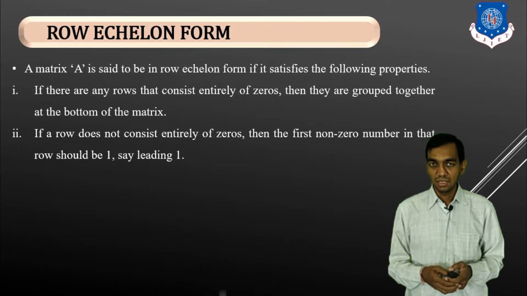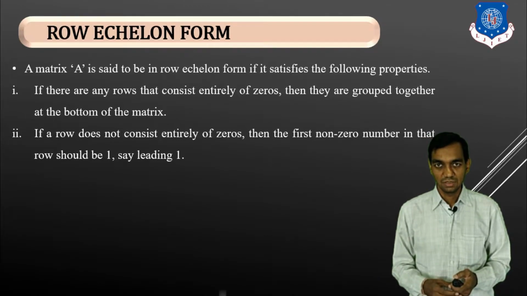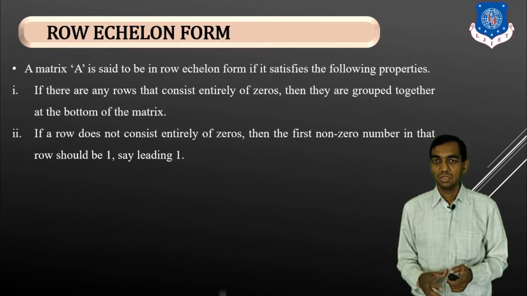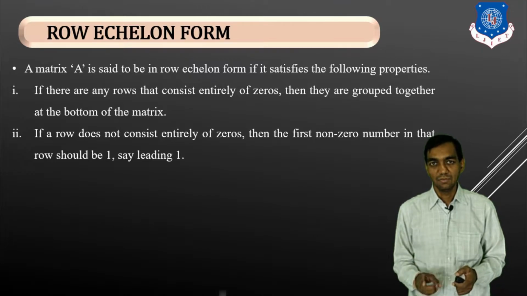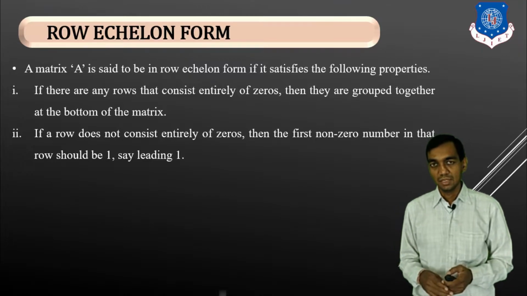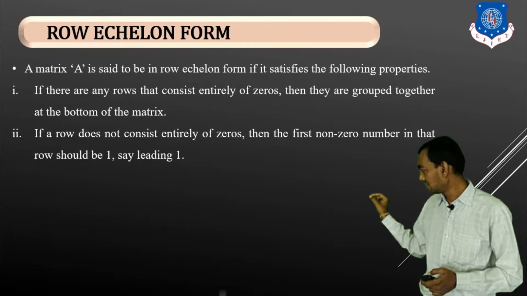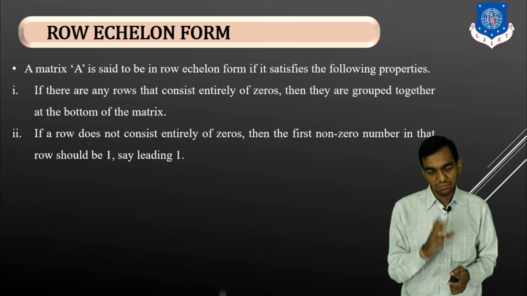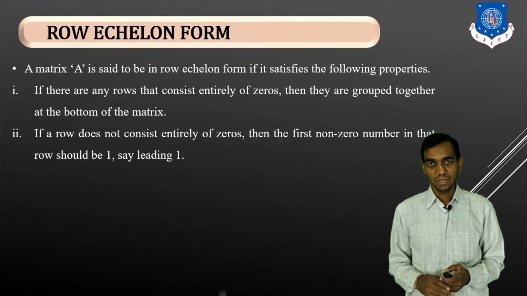Second condition: if a row does not consist entirely of zeros, then the first non-zero element in that row is 1 and we call it a leading one. That means in each non-zero row, the first non-zero element must be 1, and we say it is a leading one.